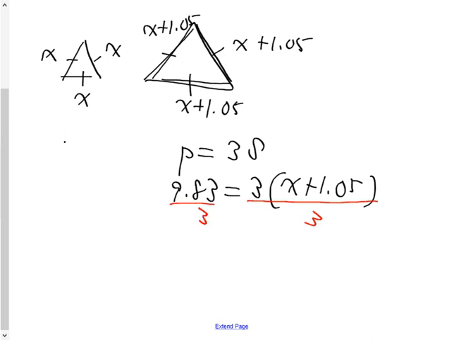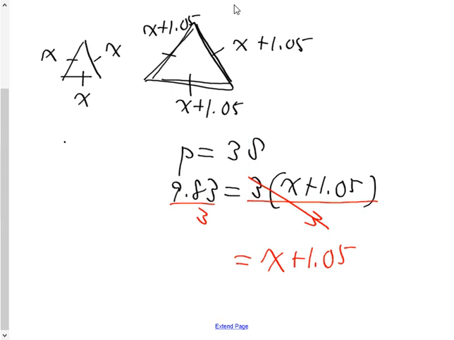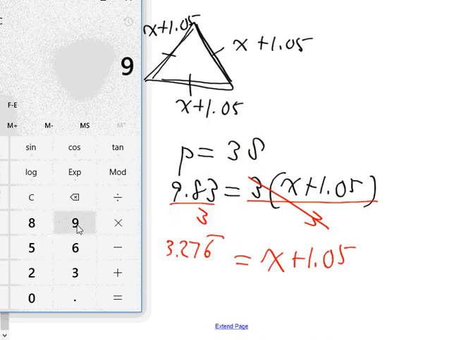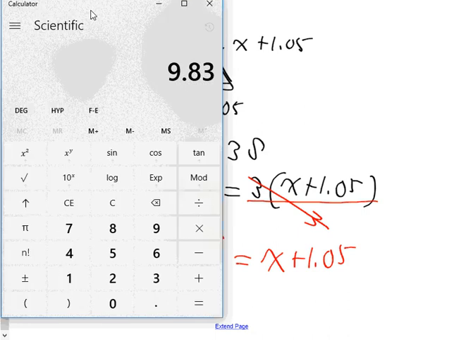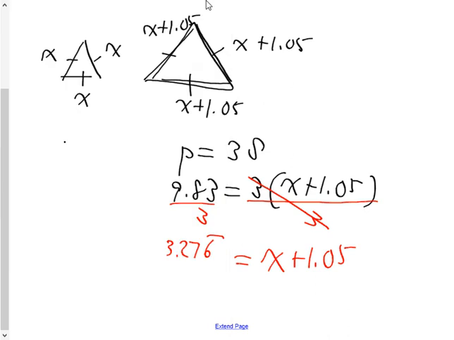Once we set up our equation like this, there are multiple ways to solve it. Most of you prefer this way, I think. So instead of 3 sides being equal to 9.83, one side will be equal to a third of that perimeter, or 9.83 divided by 3, which is 3.276 repeating. Actually, hold on a second, I better take that number, 9.83 divided by 3. What am I going to do with this number? I'm going to subtract 1.05 from it. I get 2.226 repeating.